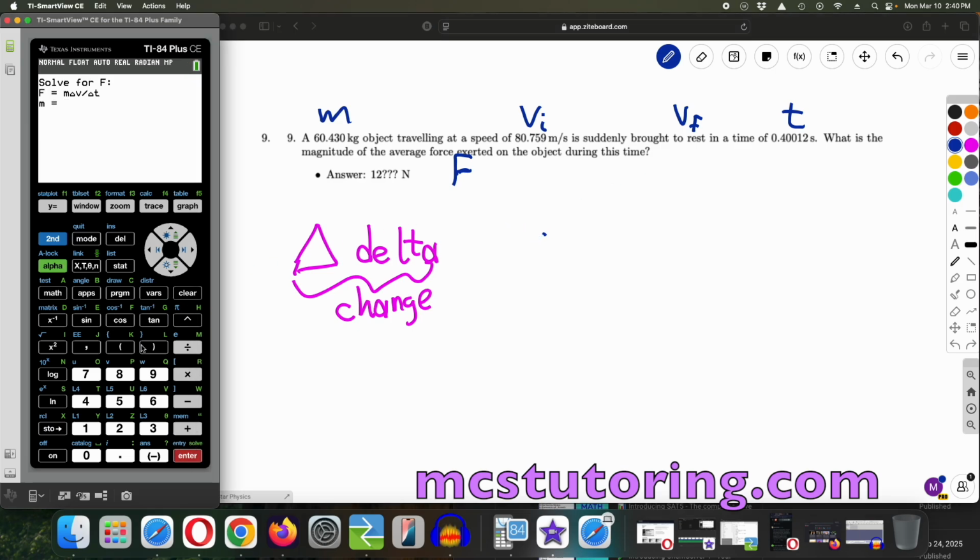And then, okay, what is the mass? The mass is 60.43. Great. And then velocity initial is 80.759. Velocity final, okay, it's brought to rest, so that's 0. And then the delta t, the time change. Oh, we just had a time change.